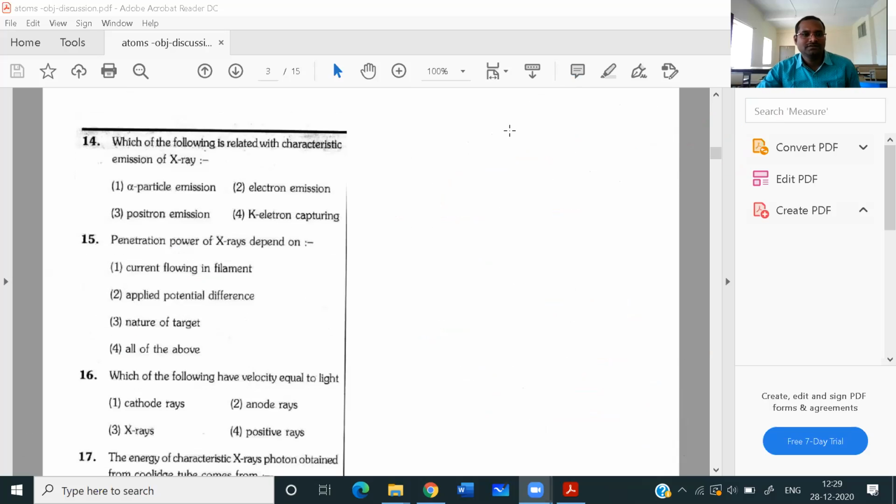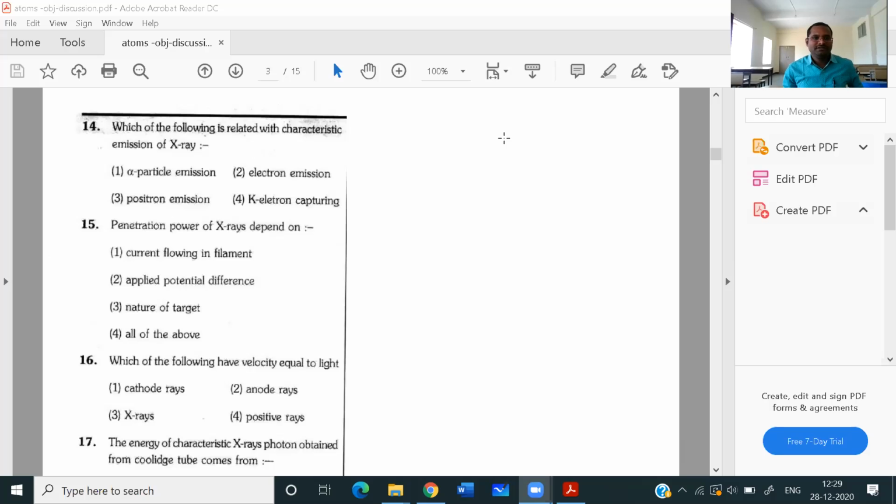Next, question number 14. Which of the following is related with the characteristic emission of X-rays? Alpha particle emission, no, it is a decay, radiation. Nuclear reactions, we have studied this. Electron emission is also beta decay, we can say. Positron is beta plus decay. K electron capturing, yes, it is related to X-rays. Alpha emission, electron emission, positron emission, these are the nuclear reactions.